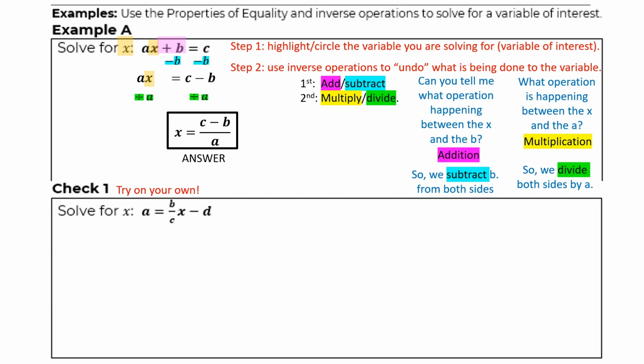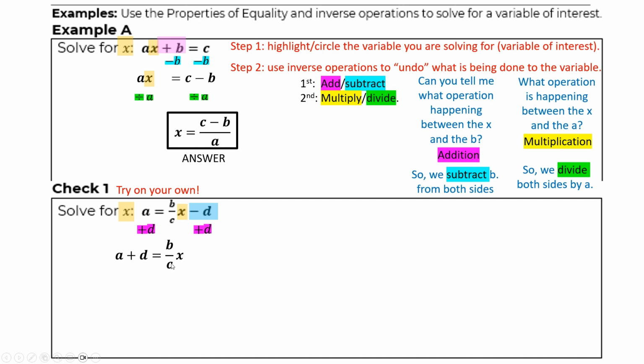All right. So first thing we're going to do again is identify the variable we're trying to solve for. Again, it's x. And we're going to add or subtract first if we can. So b divided by c multiplied by x minus d. The first thing we're going to do is add d to both sides, because adding d is the inverse or opposite of subtracting d. So then we get a plus d is equal to b over c times x.